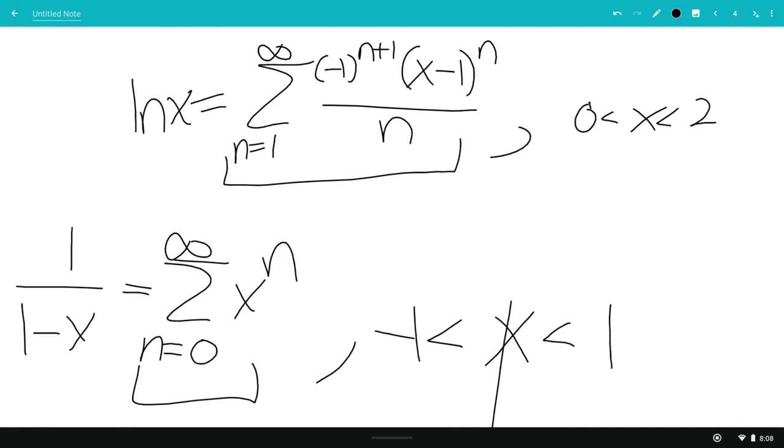But now we have to check, because we integrated, when x equals 0, and we have to check when x equals 2. I'll let you do that on your own, but when x equals 0, you get ln of 0, which is not even a number. So this will not work, but at x equals 2, this actually does work. So you have that the natural log of x is this sum on the right-hand side only when x is less than or equal to 2 and x is greater than 0.